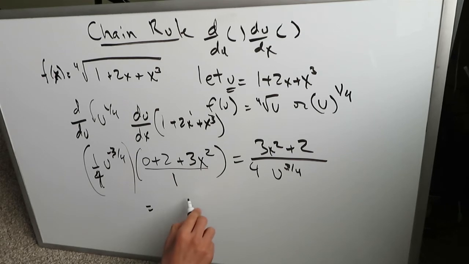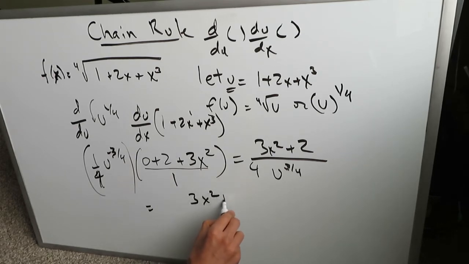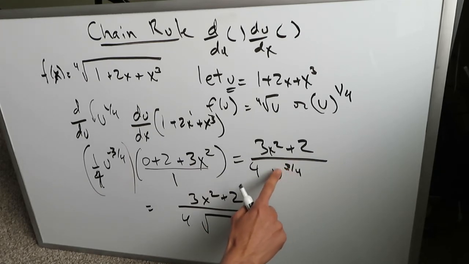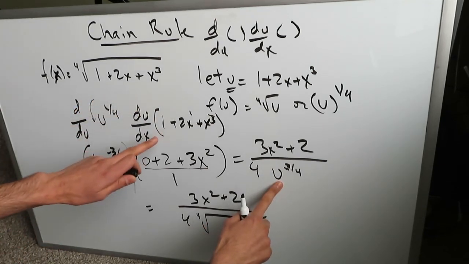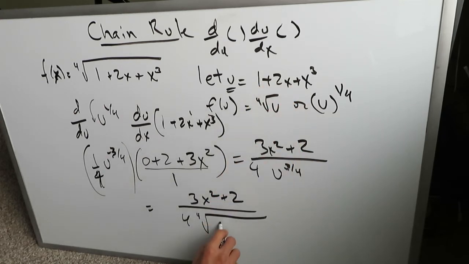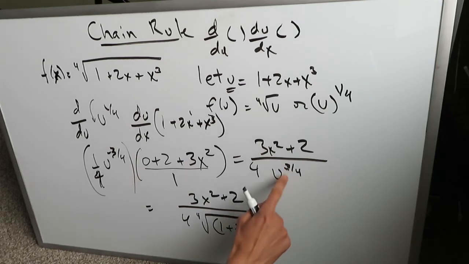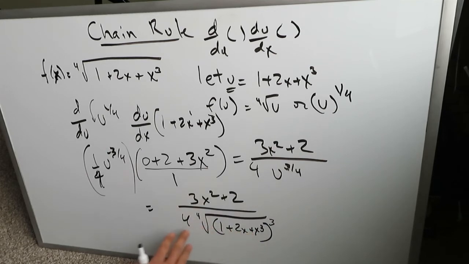So our final answer is going to be this with the resubstitution of u. 3x squared plus 2 over 4. Let's bring our radical sign. This is 3 u to the power of 3 over 4. So you know we're dealing with a fourth root. But what exactly was u? U was what we substituted right over here: 1 plus 2x plus x cubed. But this is all to the power of 3, because it was u to the power of 3 over 4. And this right here is your final answer.